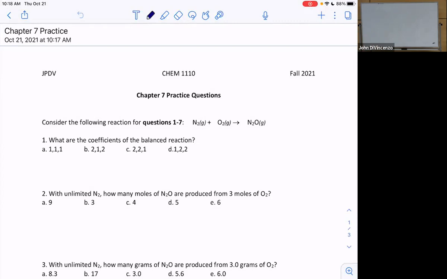Like that. What are the coefficients of the balanced reaction? So the first thing you need to do is balance. Once again, I made this very easy because all the questions were based on this. You're something a little bit tougher, obviously. What's the answer going to be here?